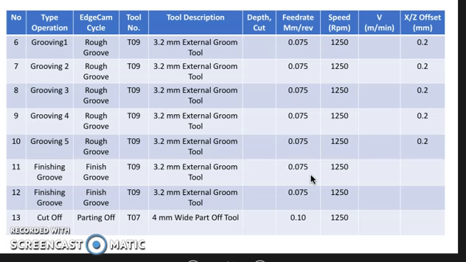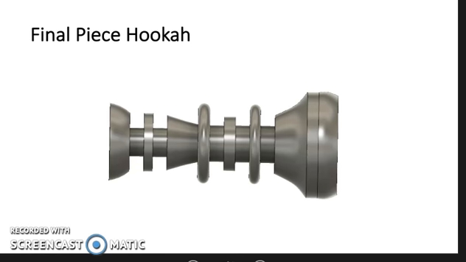For this part, we use a parting tool. It has a 4 millimeter width to do the cut. And after that, the piece is done. As you can see in this final slide, this is the final piece. This is how our piece is going to look when it's done with all the turning process.